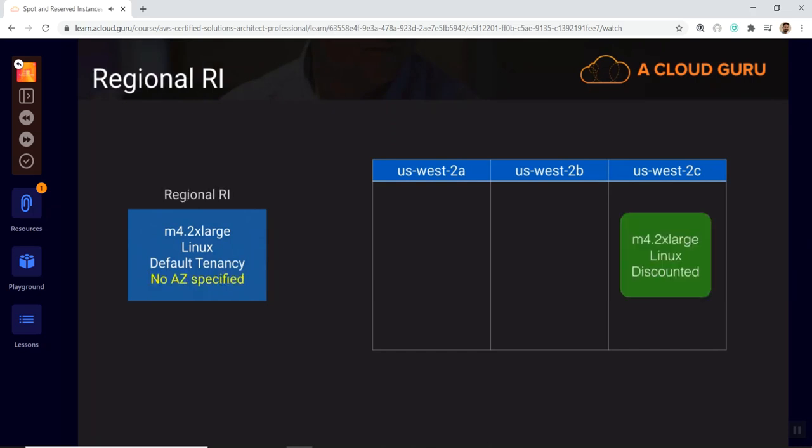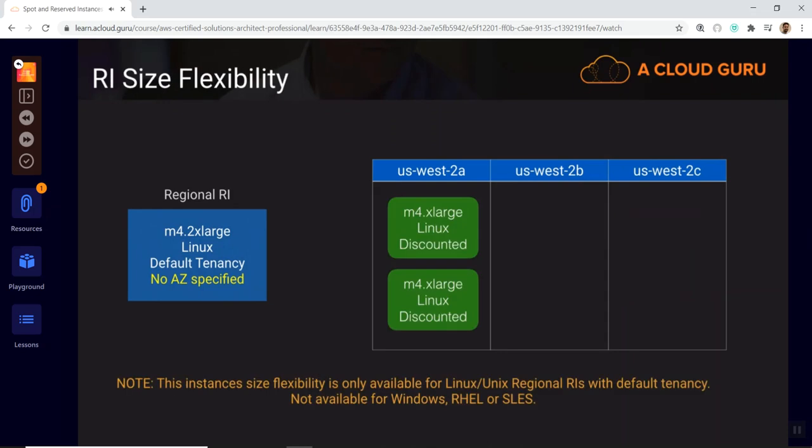Now for a regional reserved instance, same machine type, but we haven't specified an availability zone. So we can use that in US West 2C. The difference here is it's not guaranteed. We're still going to get the discount. Now, additionally, we can get a discount on other resources that are in that same family. So we can spin up 2 M4X larges and realize that same discount. So a special note here is that instance size flexibility is only available for Linux regional RIs with default tenancy. It's not available for Windows, Red Hat, or SUSE.